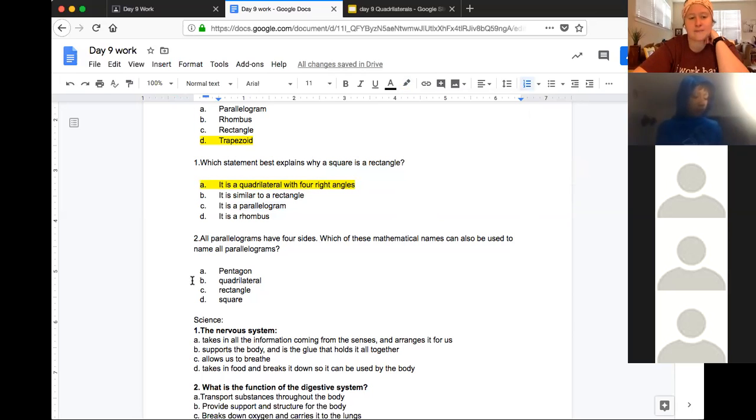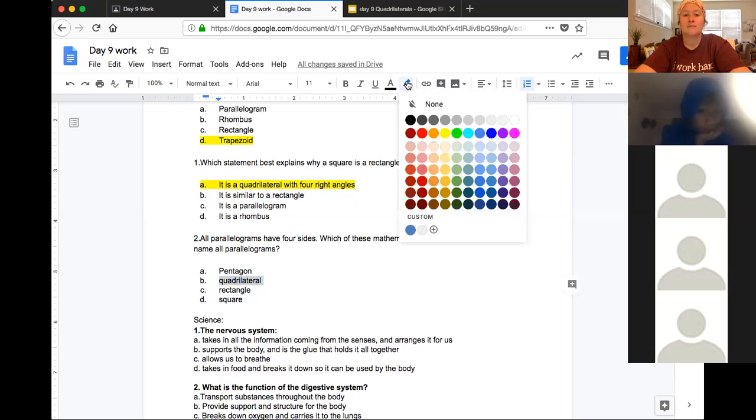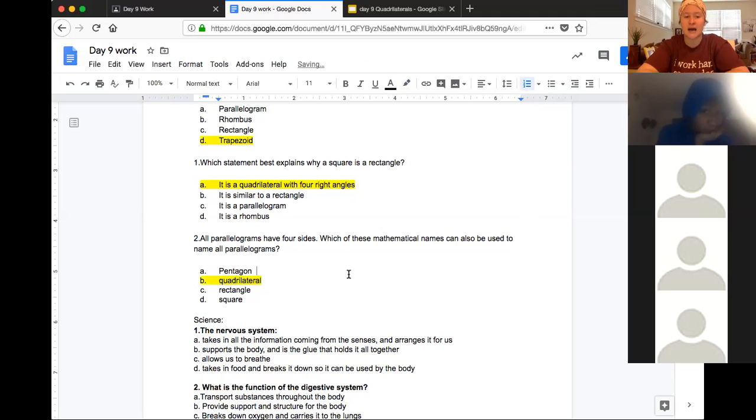And the last question. All parallelograms have 4 sides. Which of these mathematical names can also be used to name all parallelograms? So all parallelograms have 4 sides. What is the definition of a shape with 4 sides? Is it a pentagon, quadrilateral, a rectangle, or a square? Quadrilateral. Quadrilateral means that it is a shape with 4 sides.